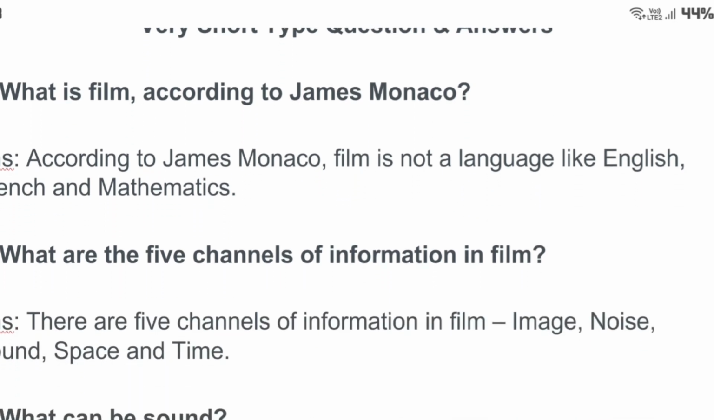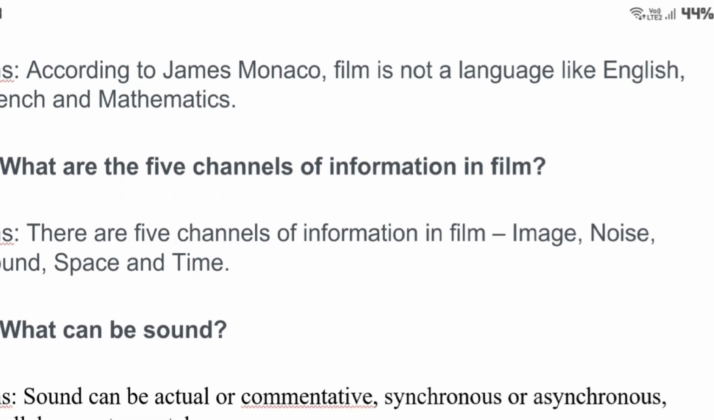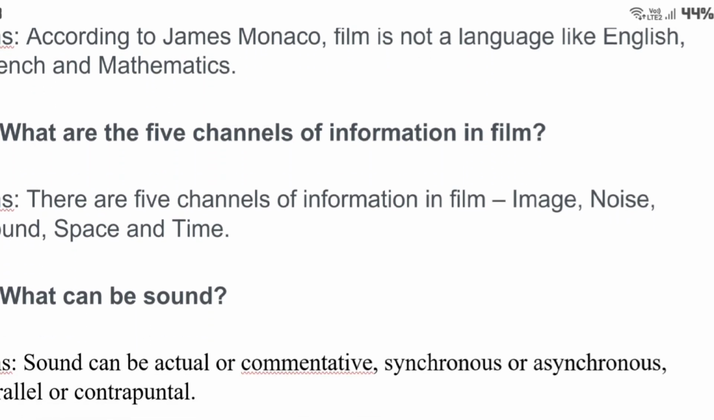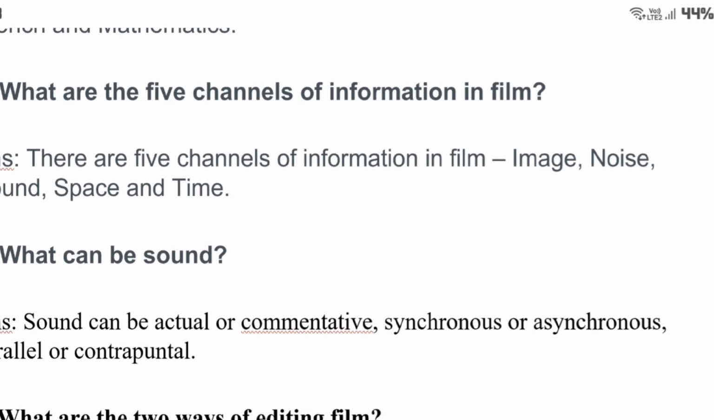What are the 5 channels of information in film? There are 5 channels of information: image, noise, sound, space and time. What can be a sound? A sound can be actual or commentative, synchronous or asynchronous, parallel or contrapunctal.